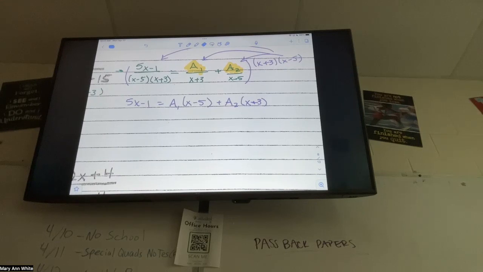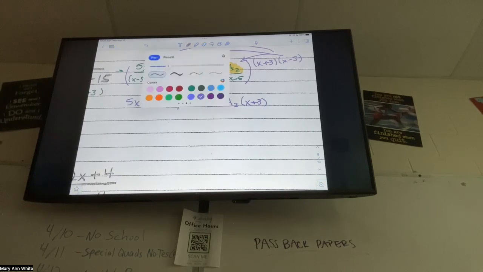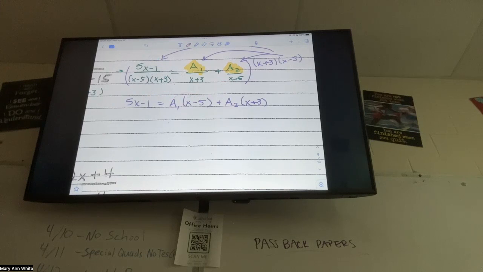Now we need to get like terms, and I know it's going to be a little bit messy. We're going to distribute the A1 and the A2 inside, and then we're going to combine any like terms that we have. So I'm going to multiply A1 times x and A1 times negative 5, and A2 times x and A2 times 3. So my left side stays the same, 5x minus 1, and my right side becomes A1x minus 5 times A1, and then plus A2x plus 3 times A2.